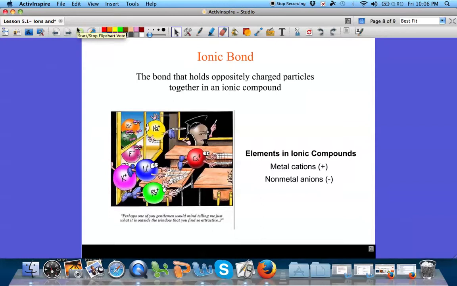So an ionic bond is simply a bond that holds oppositely charged particles together in an ionic compound. The elements involved in an ionic compound are metal cations and nonmetal anions. Our metals tend to lose valence electrons, so they become positively charged in our cations. Our nonmetals tend to gain electrons and become negatively charged, meaning that they are anions.